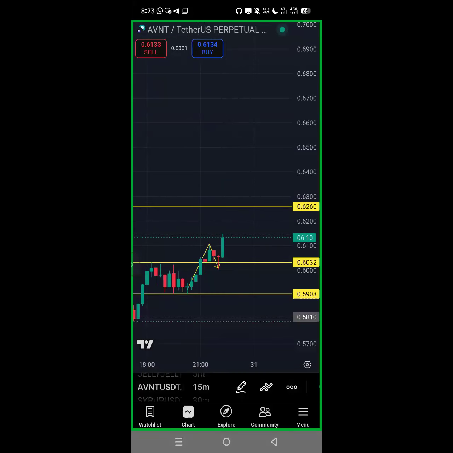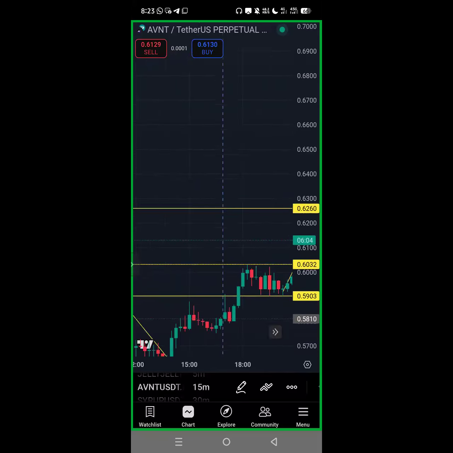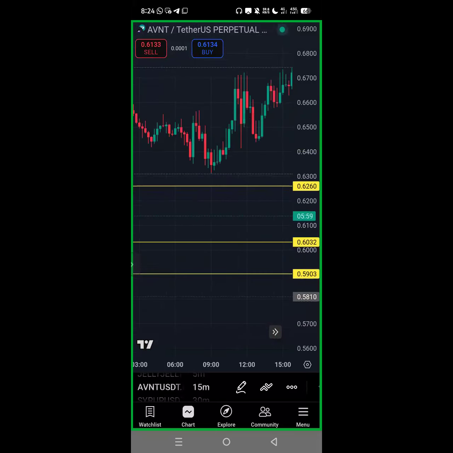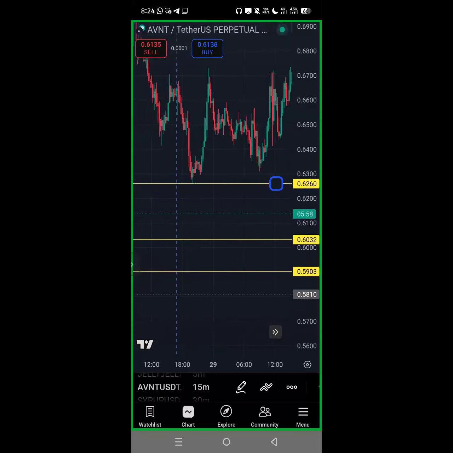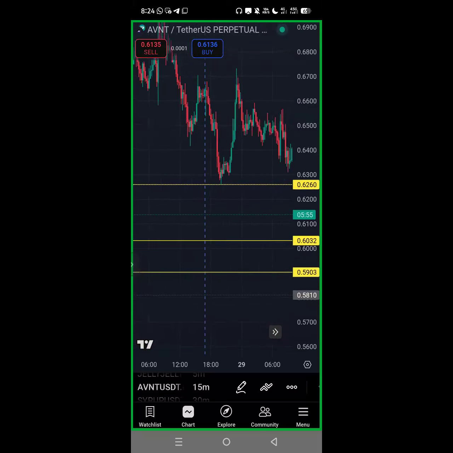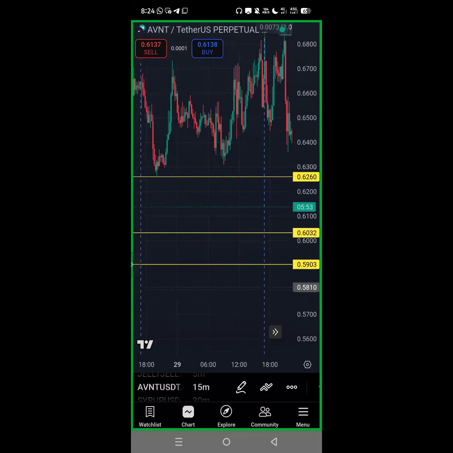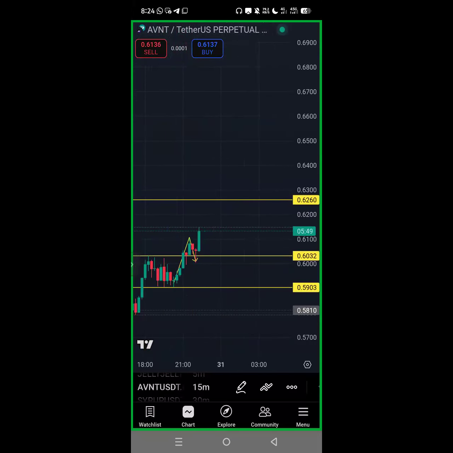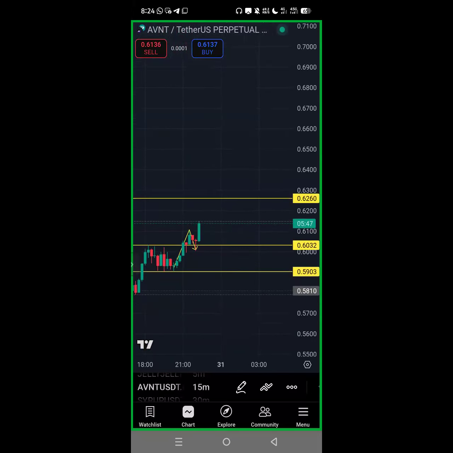Our target will still be this resistance, which is a reaction zone we actually captured from the previous movement here. This is the immediate reaction zone we actually registered in the course of that movement. That will be our target. As simple as that. So you have to pay keen attention to whatever happens around there.